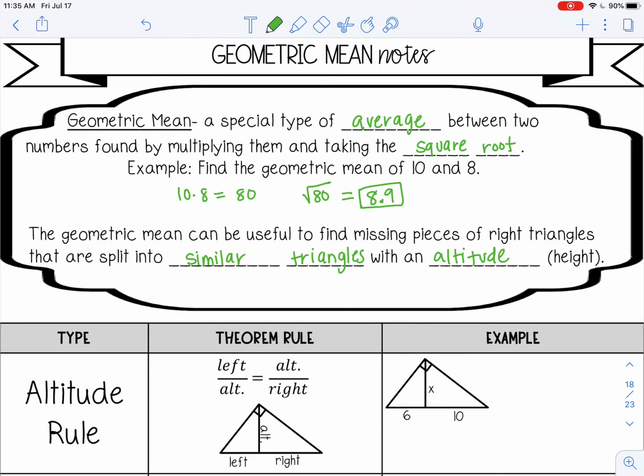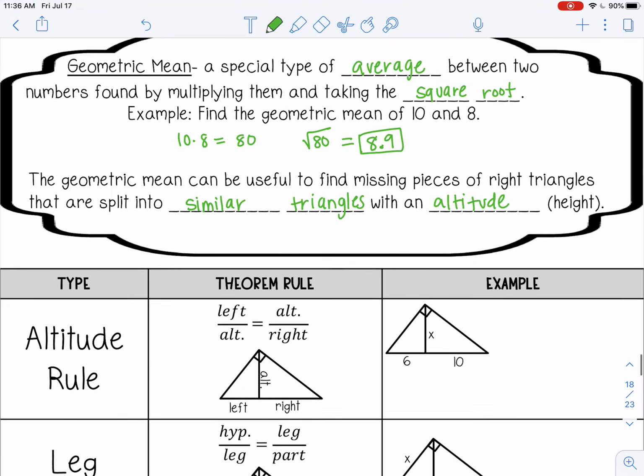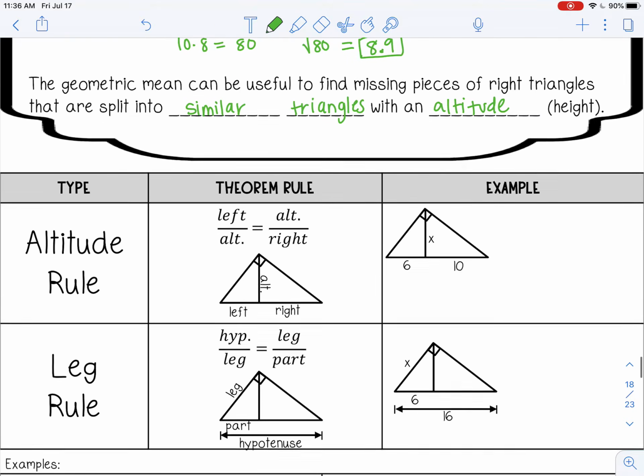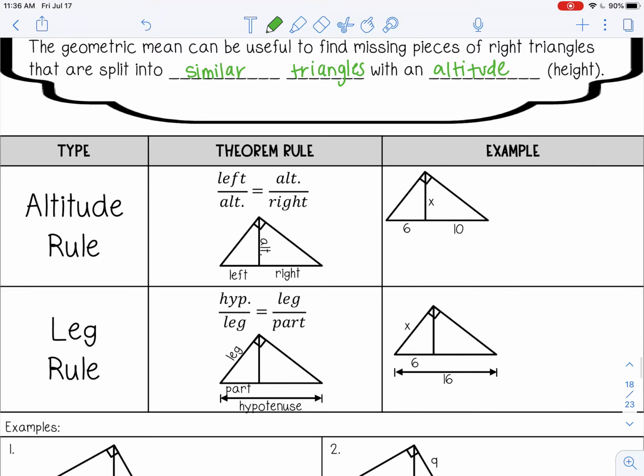Alright, so let's look at some examples. There are going to be two types of problems you will see with geometric mean. The first type is called the altitude rule, and the second type is called the leg rule.